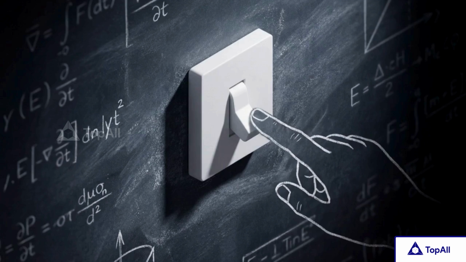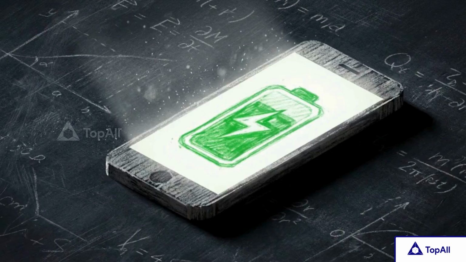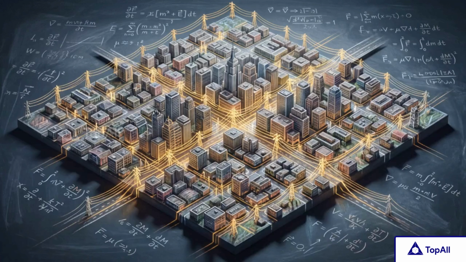Every time we turn on lights, boot up a computer, or charge a phone, we are tapping directly into Faraday's mathematical control panel, converting raw, continuous motion into electrical power.